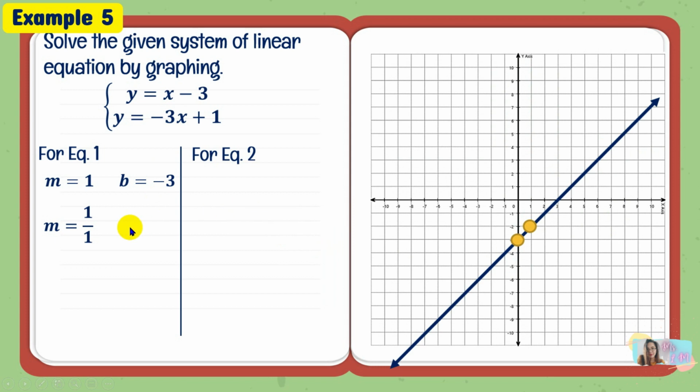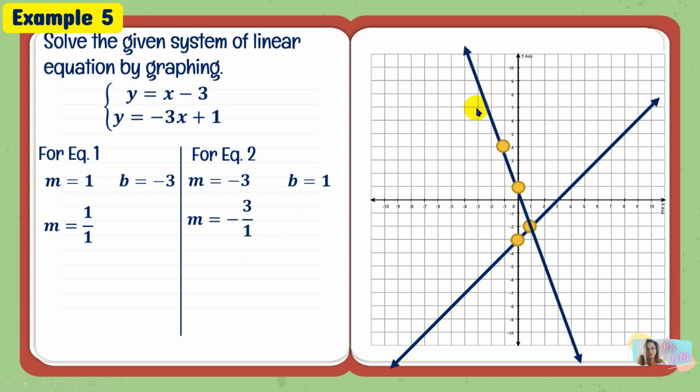Then, for the second equation, same method po ng ating equation 1. Numerical coefficient of x will be the slope, and that's negative 3. Again, we have to form the ratio of rise over run. Magkakaroon tayo ng negative 3 over 1. Then, for the y-intercept, we have positive 1. So, yun po yung una nating ipa-plot, positive 1. Then, since we have negative 3 na rise, so 3 units downward, 1, 2, 3, and then, 1 unit to the right kasi po negative yung slope natin. So, plot tayo ng point doon, then draw the straight line passing through the 2 points.